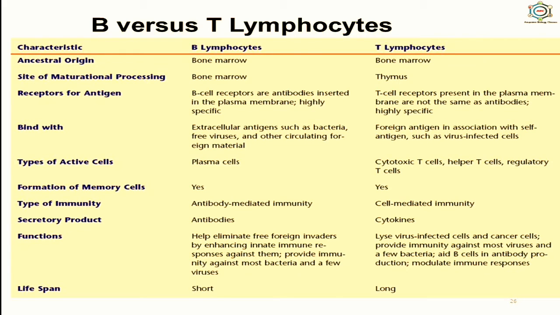According to the function, B lymphocytes help eliminate free foreign invaders by enhancing innate immunity responses against them, provide immunity against most bacteria and a few viruses. While the T lymphocyte kills virus-infected cells and cancer cells, provide immunity against most viruses and a few bacteria, aid B cells in antibody production, modulate immune response. According to the lifespan, B lymphocyte life is short while the T lymphocyte life is long.